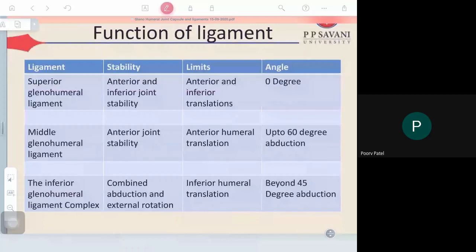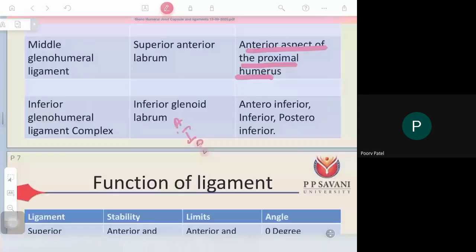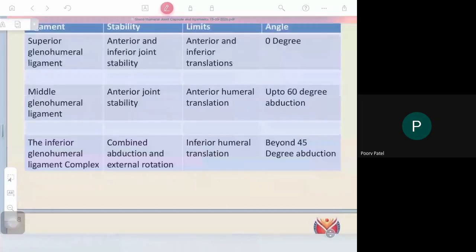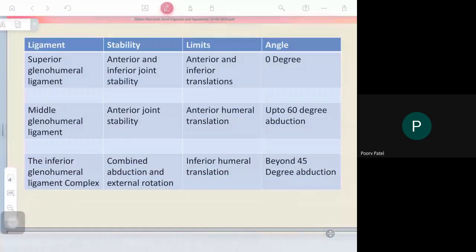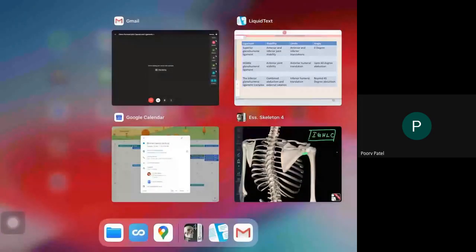I had made a tabulation, but in your book it is given with diagram. You can go through the diagram in the book. I think I'm not having that picture. Okay. So superior glenohumeral ligament, what is the main function? Or I will show it from the book itself. One second.